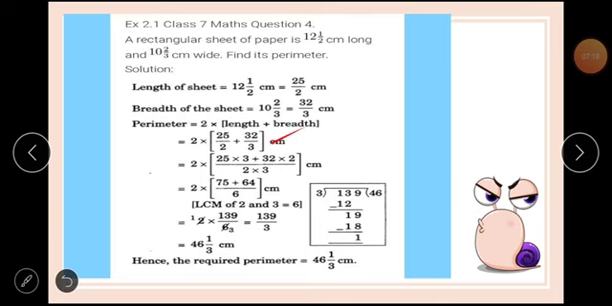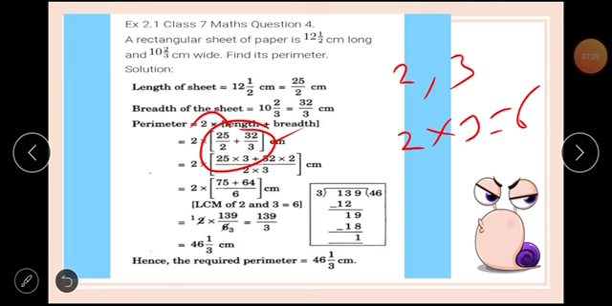Now you will take the LCM. As you know, first you will solve the parenthesis, then you will multiply by 2 according to the BODMAS rule. So first you will take the LCM of 2 and 3. 2 into 3 will be equal to 6. So the LCM will be 6, students. Now you can solve it and you will get the value 75 plus 64, that will be equal to 139.